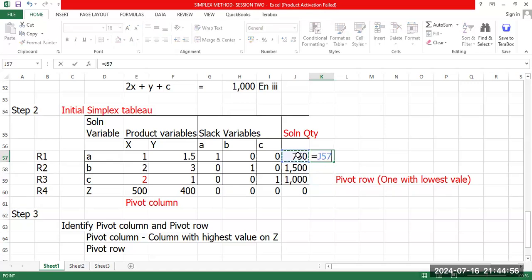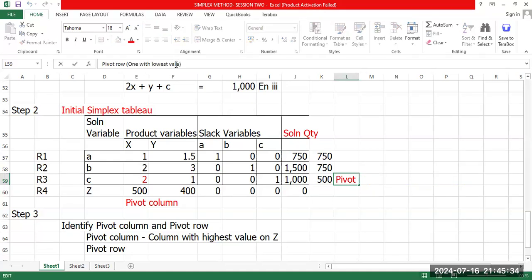This one divided by what is the corresponding value on the pivot column? It's 1. Are you seeing that? Then get this value divided by the corresponding value on the pivot column. Then get this value divided by this. Then at the end, observe your values here. The lowest value will give you the pivot row. 1 with the lowest value gives you the pivot row. Are you clear? It's okay.